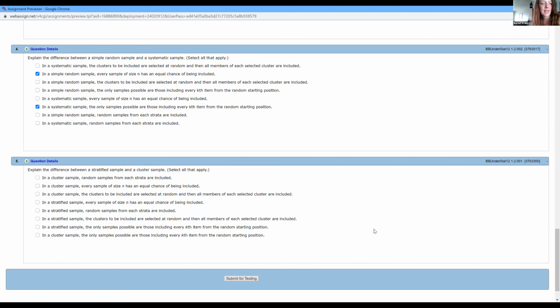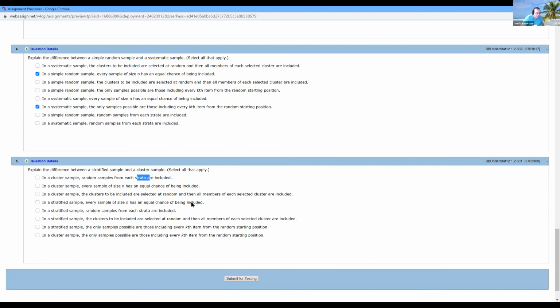So would you say the first one, in a cluster sample, random samples from each strata are included, would that be checked? Because a cluster is taken and then little parts of the strata are taken out? Or I don't know how to explain it. Well, let's just take the first one to start with. The thing that puts me off is they use the word strata. Clusters and strata are kind of different, so those two don't really belong together. That's the way I would say that.